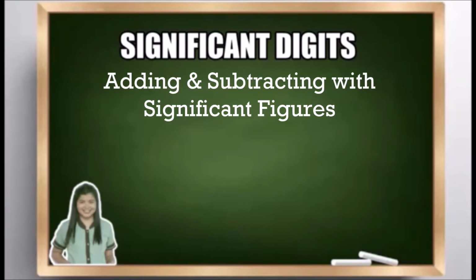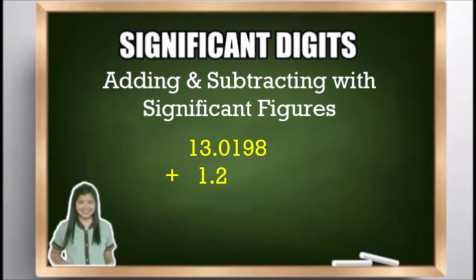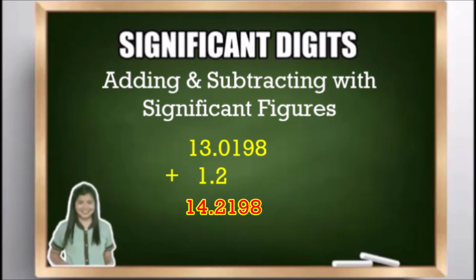Next is adding and subtracting with significant figures. Now, when adding or subtracting with significant figures, the answer can have no more places after the decimal point than the least of the measured numbers. Okay, for example we have 13.0198 plus 1.2. First is to add the two numbers and the result is 14.2198. But take note that our final answer should be in the correct number of significant digits. So 14.2198 is not our final answer.